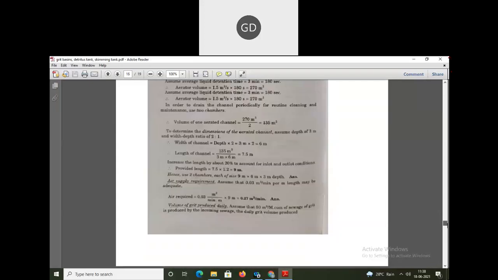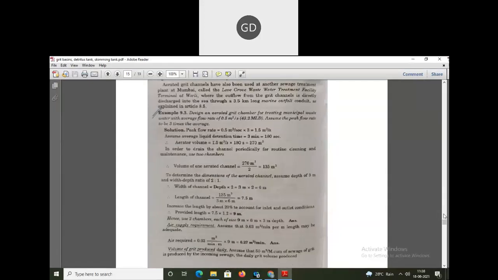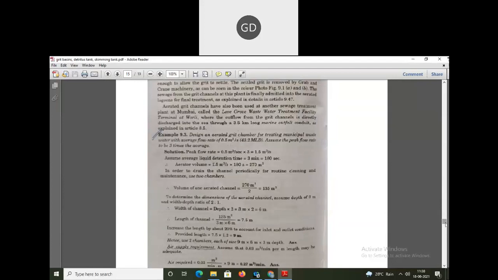Okay. So next class we will be doing the detritus tank and all these skimming tanks. Okay. So I hope everyone has understood, and if there is any problem in understanding, you can ask me later. If you go through once, I will share the PDF with you. After that, if you have any problem, you can ask me.